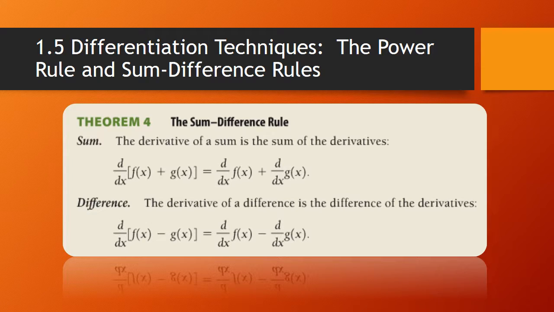Okay, Theorem 4. This is actually a pretty easy and common sense rule. This just says that when you're taking the derivative of things added together, you can just take the derivative of each part and then add the results. The same for subtraction.